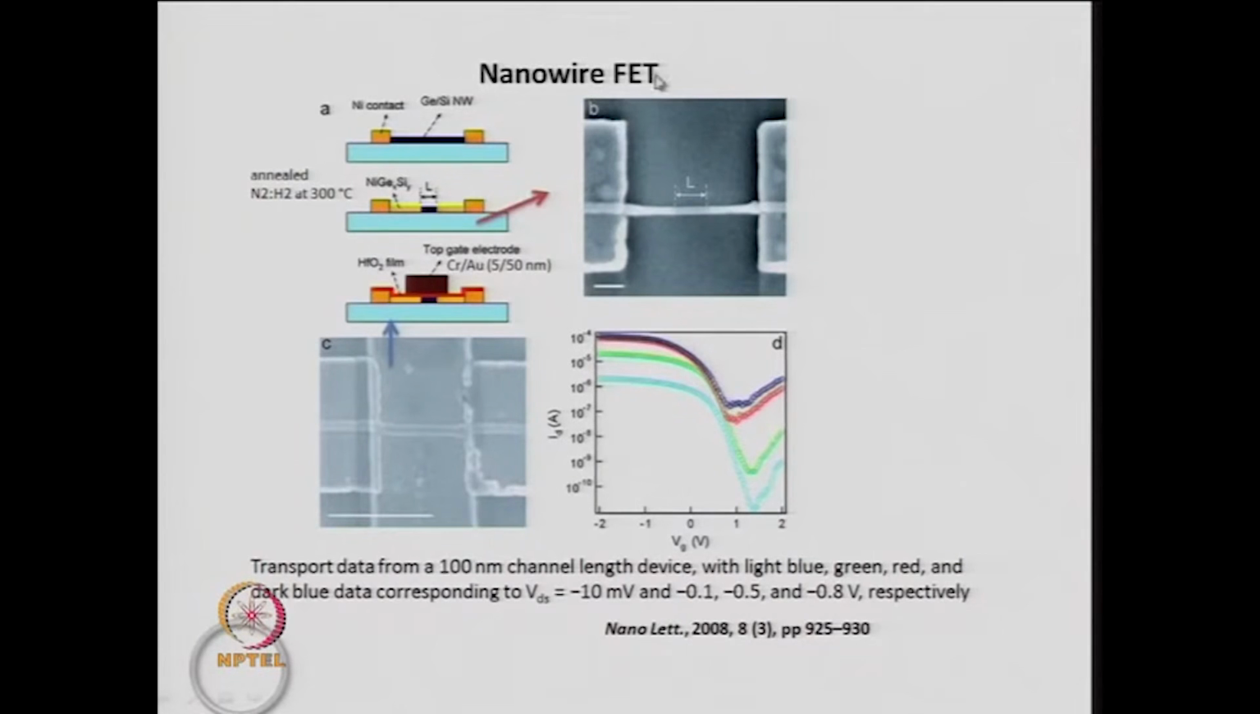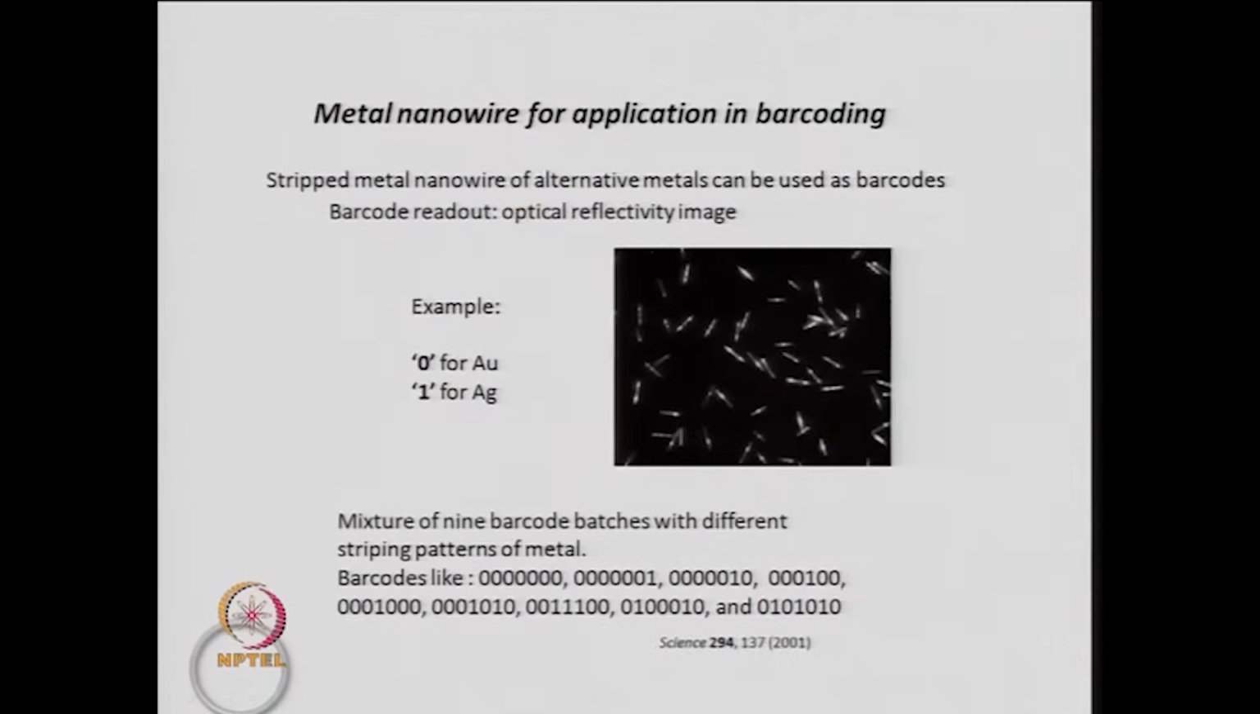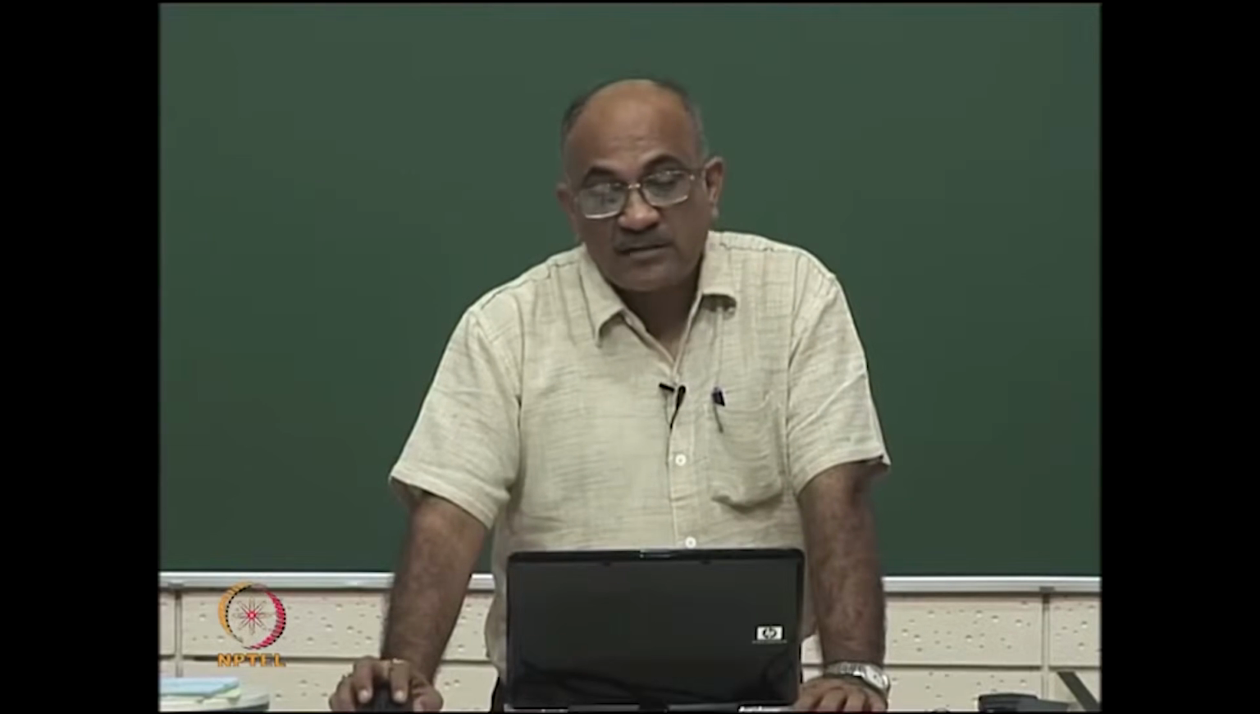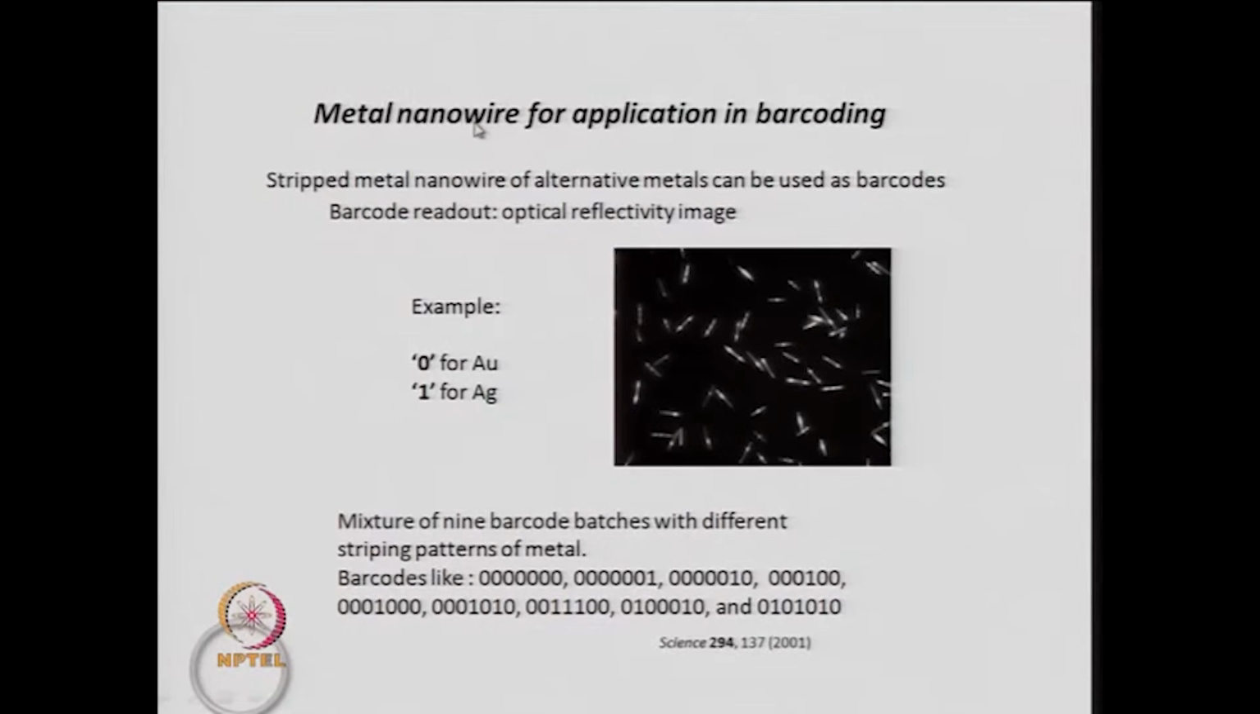So, this kind of field effect transistors have already been made using nanowires, and this is a typical system with germanium silicon nanowire. It is a semiconducting nanowire based FET. Now, this is another example, a bit different. This is an example of metal nanowires which have applications in bar coding.